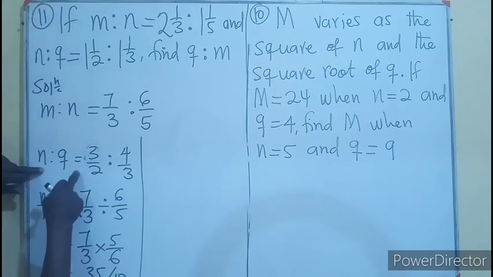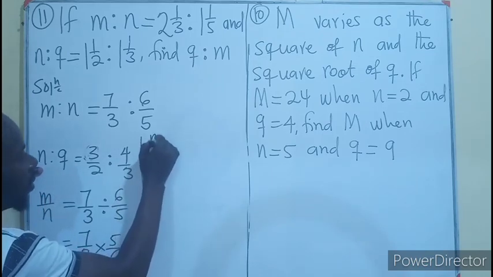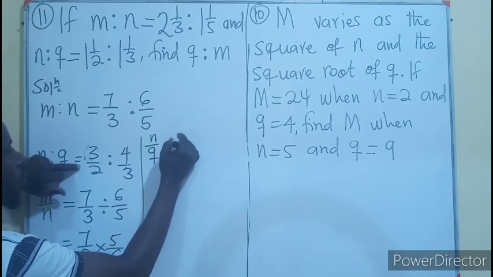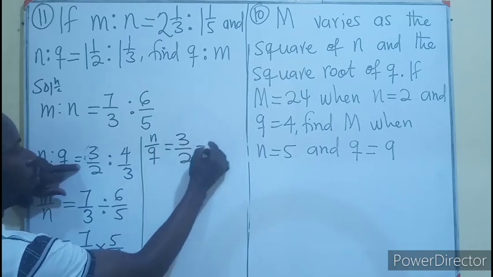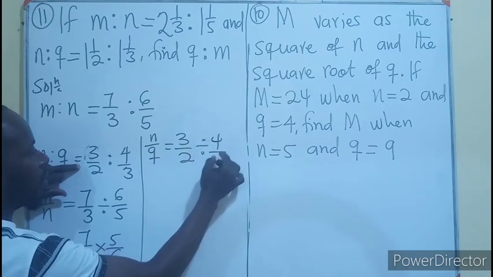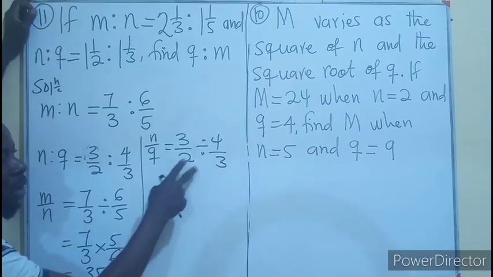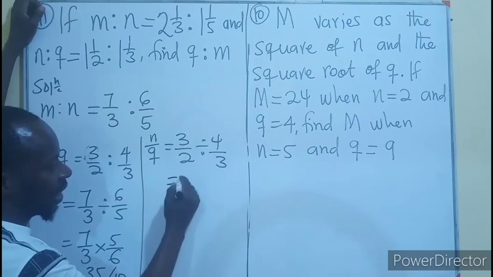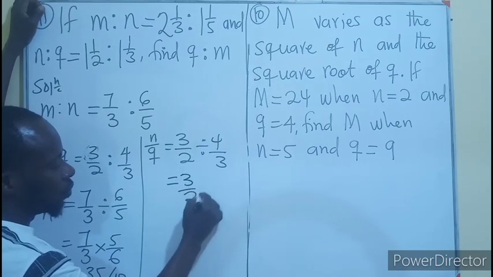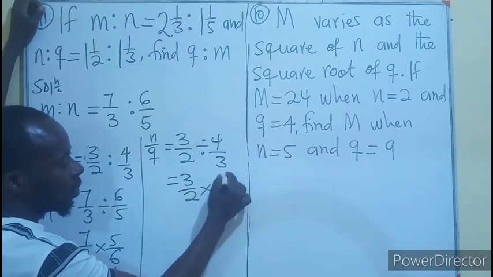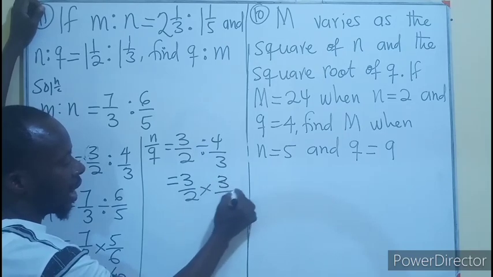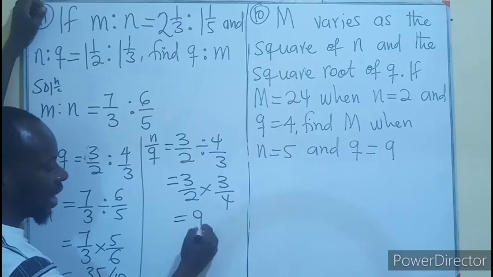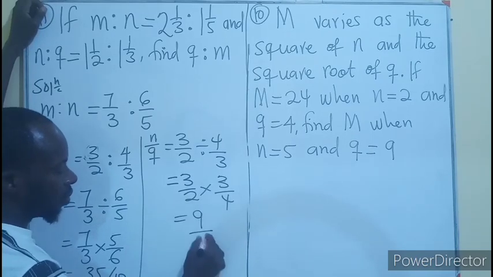Let's take this as n over q, that is n divided by q, equals 3 out of 2 divided by 4 out of 3. We can also change this to multiplication and reciprocate the second fraction. 3 out of 2 times, this becomes 3 out of 4. Whereby this will multiply to give us 9. This also gives us what?